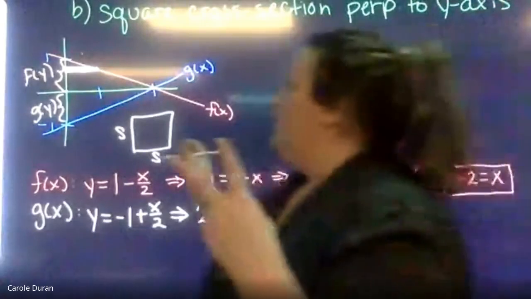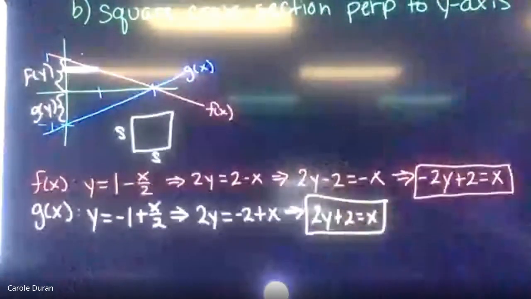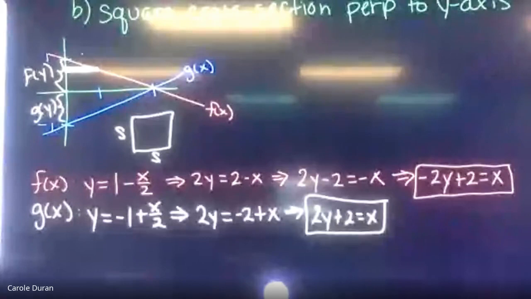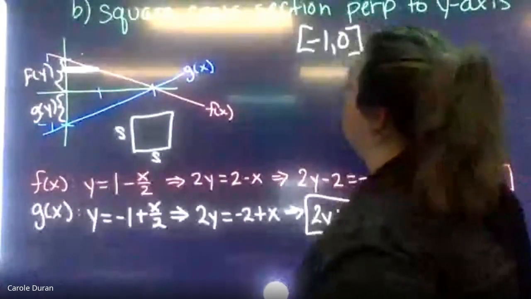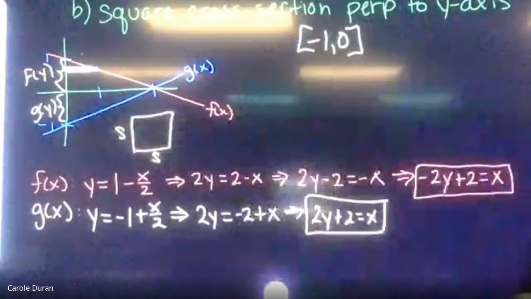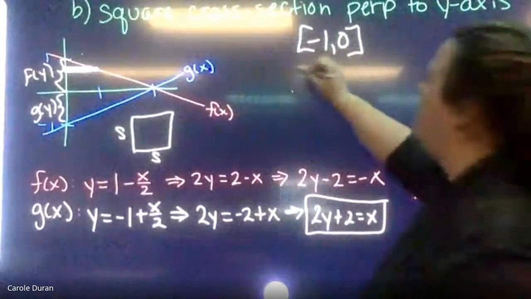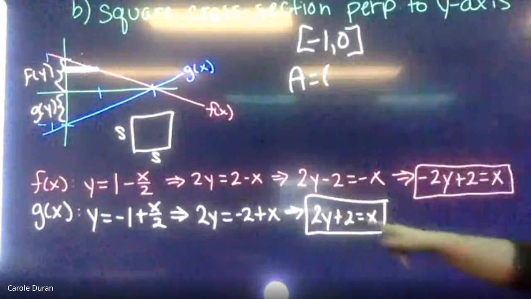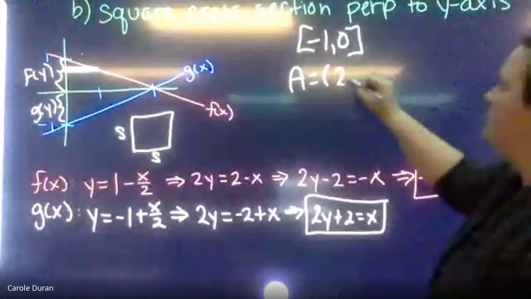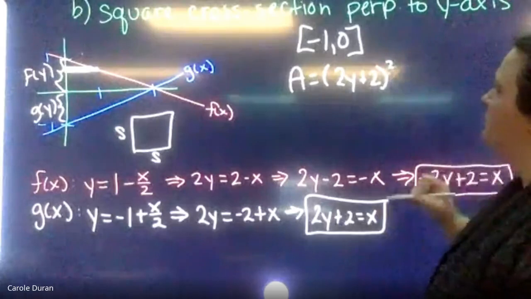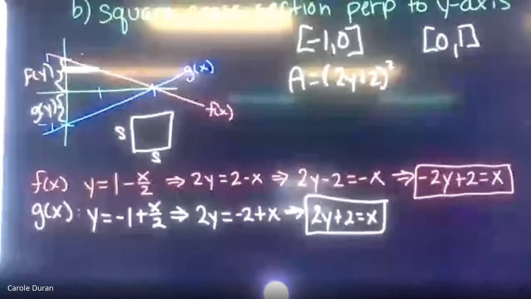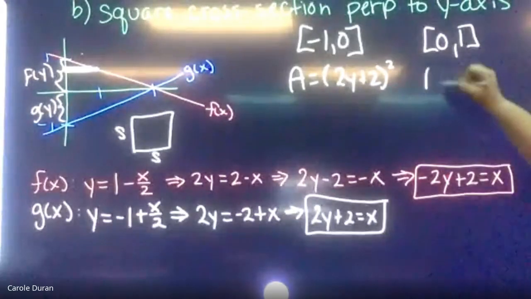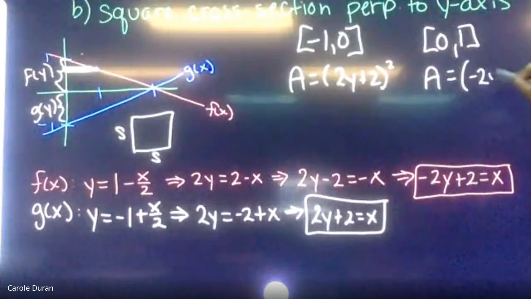So how did we set it up? The way we're going to set this up is first I need to figure out my area equations for each of those intervals. So going from -1 to 0, which is this bottom one, my area equation is going to be my g function squared. From 0 to 1, which is the top half where it intersects my f function, my area is going to be my f function squared. And then that's how I set up my integral.